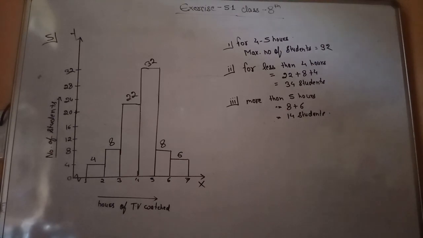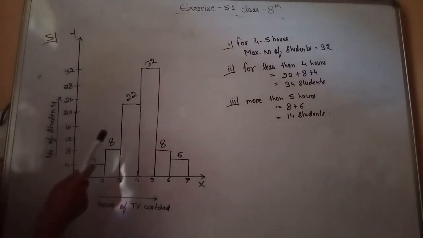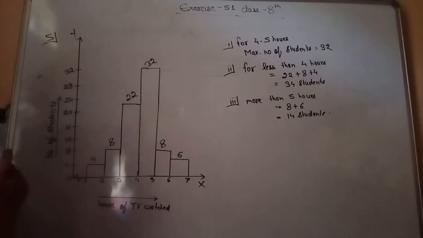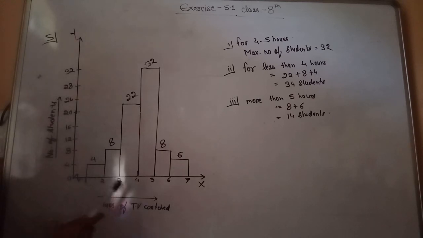How many students watch TV for less than 4 hours? Here you can see less than 4 hours, 22 plus 8 plus 4, which equals 34. Now the last question: how many students spend more than 5 hours watching TV? More than 5 hours, 8 plus 6. So a total of 14 students watch TV more than 5 hours.